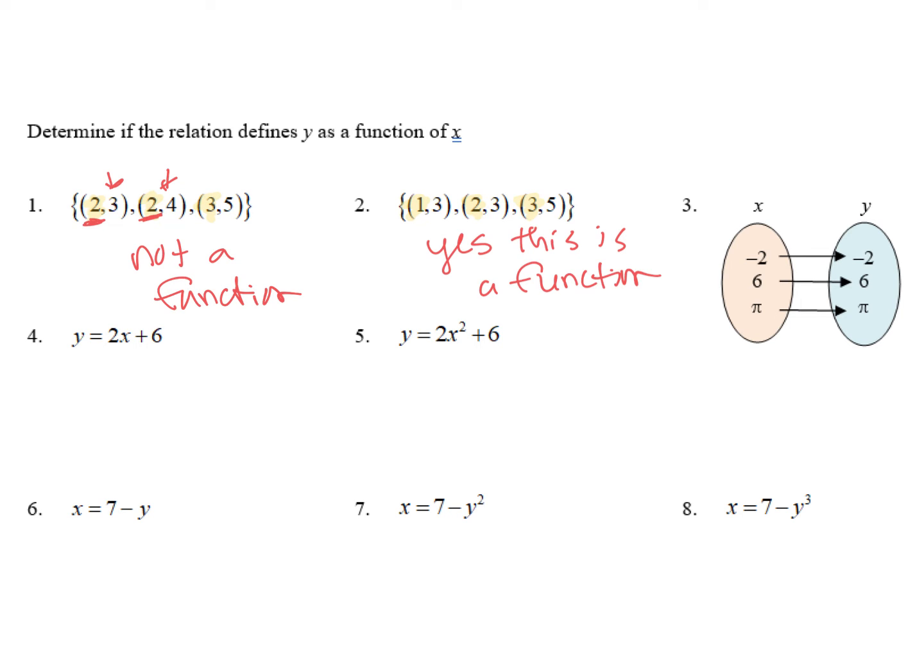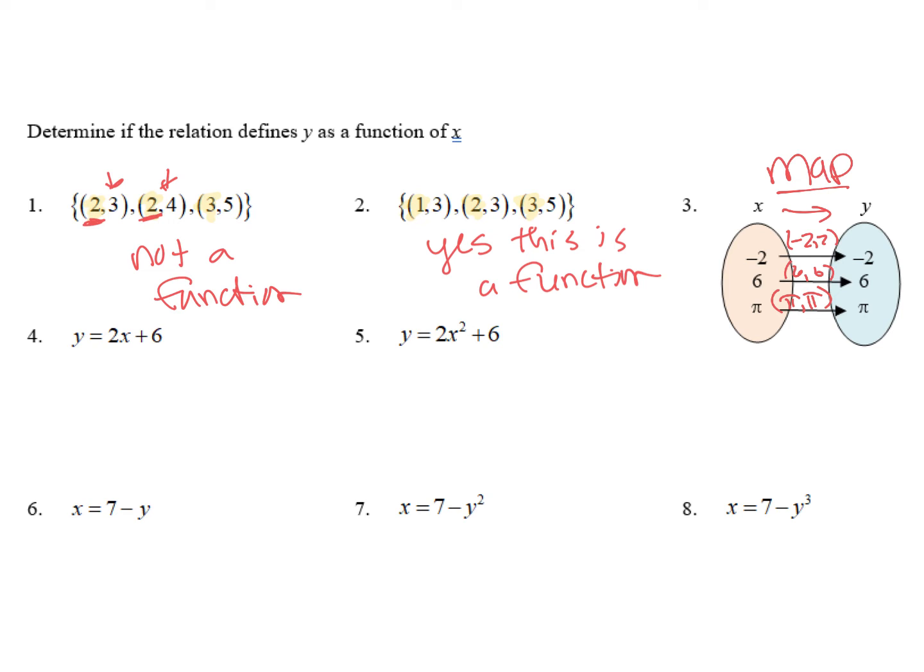Okay, continuing. Now, this is what we call a map, or a mapping. Sometimes you'll hear it called a mapping from the x to the y. All this is, is that you can still read your ordered pairs: -2, -2, 6, 6, and pi, pi. Those would be the ordered pairs created by this mapping.